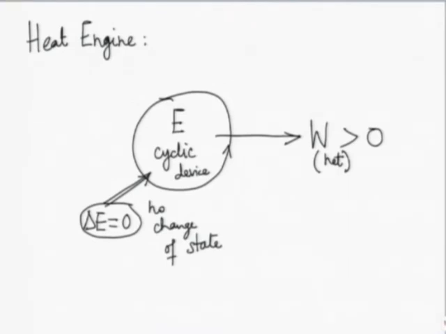And of course, the first law has to be satisfied. So if delta E is 0 and the net work done is positive, the net heat absorbed also has to be positive. So Q net has to be greater than 0, and W net has to be greater than 0. This is our idea of a heat engine. Now, let us look at the idea of efficiency of a heat engine.